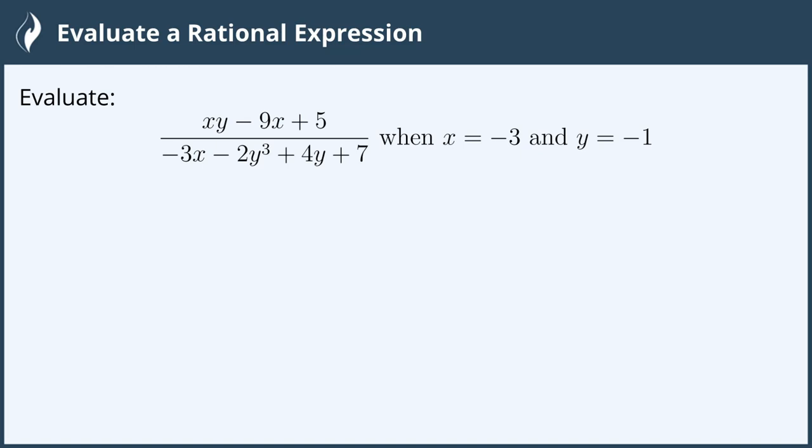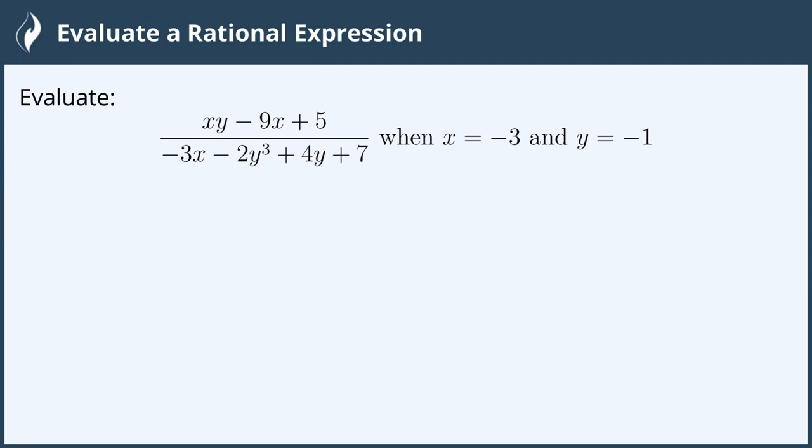Hi everyone. In this video we will evaluate a rational expression. Evaluate xy minus 9x plus 5 divided by the quantity negative 3x minus 2y cubed plus 4y plus 7 when x equals negative 3 and y equals negative 1.